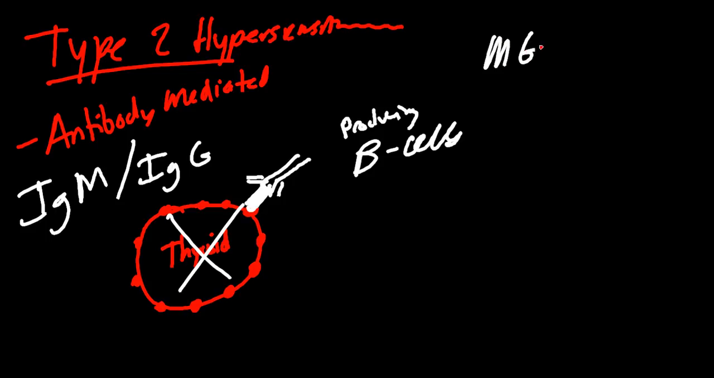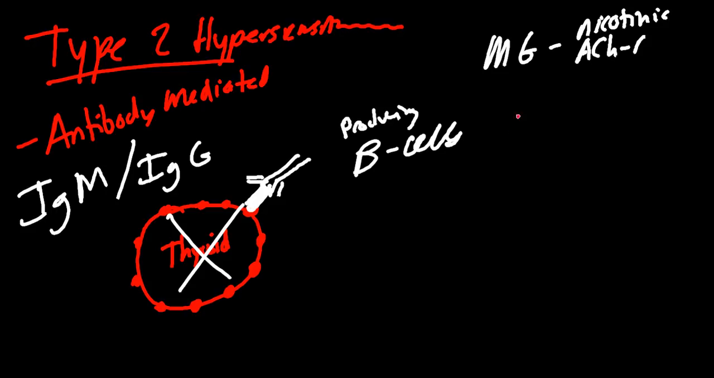Well, we see myasthenia gravis. Myasthenia gravis is going to be autoantibodies, so autoantibodies that our B cells are making against the nicotinic acetylcholine receptors. So our nicotinic acetylcholine receptors, you'll see those on like the neuromuscular plates.